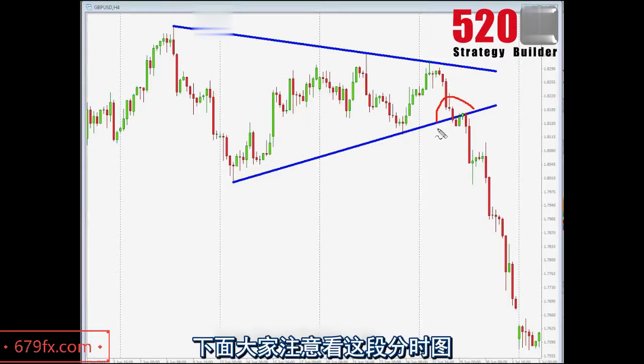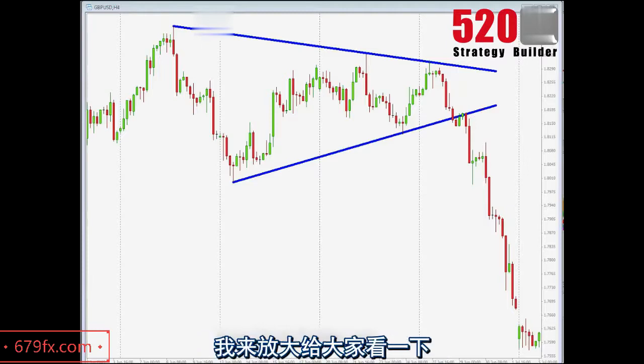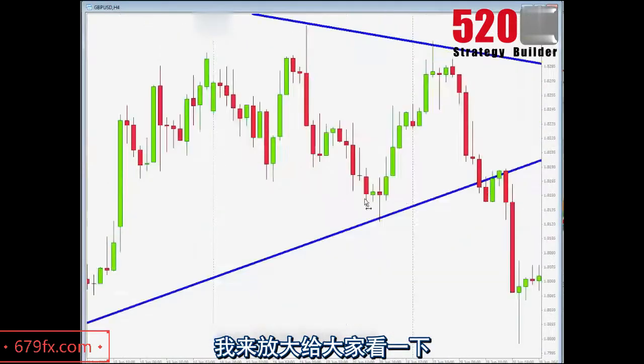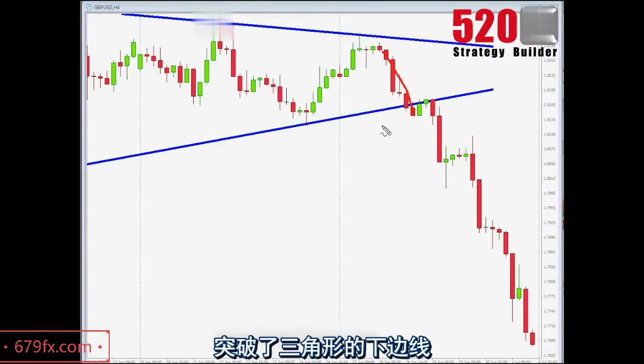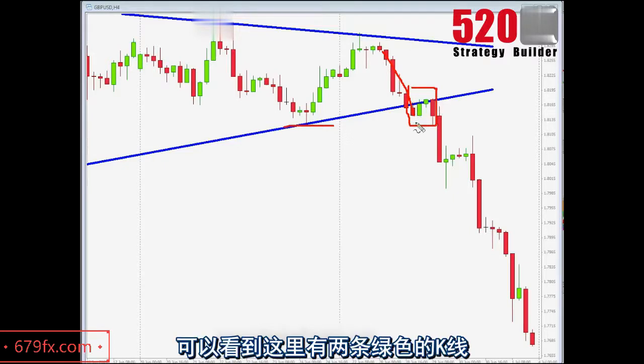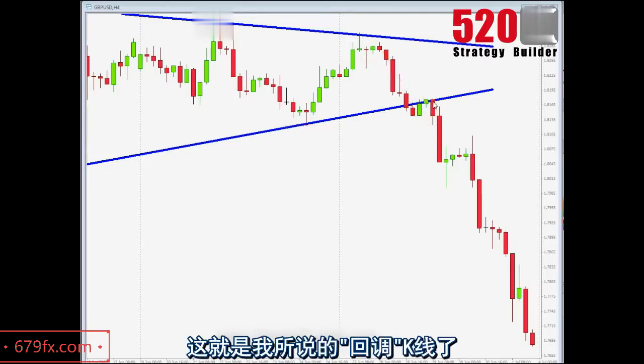Now please, I want you to have a look at this part of the chart, right as the breakout takes place. Actually, let me zoom in a little bit for a clearer view. There we are. Basically what we have is a breakout below the lower boundary of this triangle, and from there, if you have a close look at the chart, you will see two green bars, this bar and this bar. That's the pullback part of what I was mentioning before, the breakout pullback continuation part.